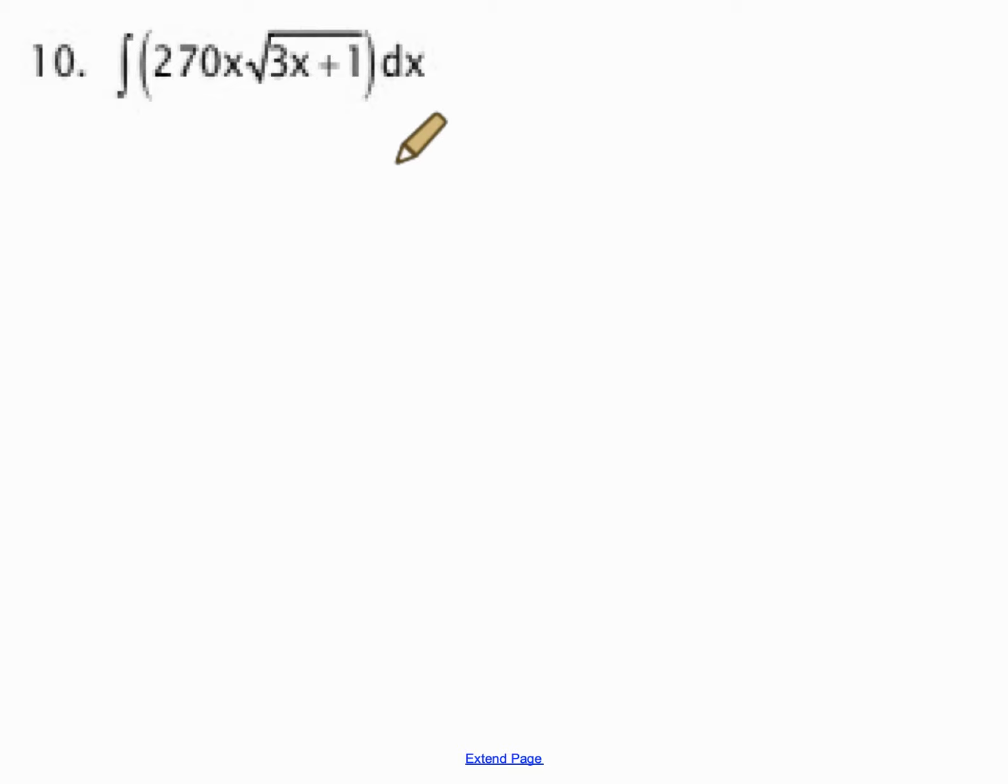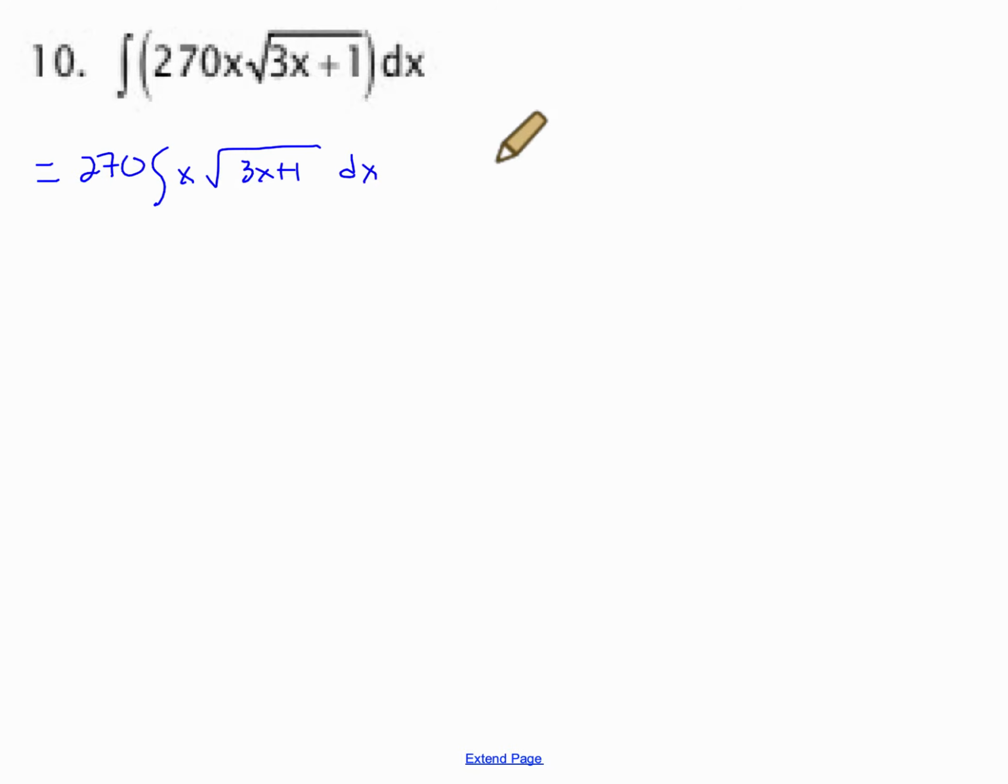Okay, so anytime you have a constant out in front, you should factor it out. Maybe it makes the thinking a little bit simpler. So this becomes the integral of 270 out front x square root of 3x plus 1 dx. And so we're going to use substitution, and this is a technique that I don't see very often, particularly in IB.